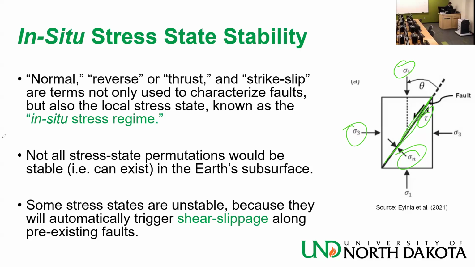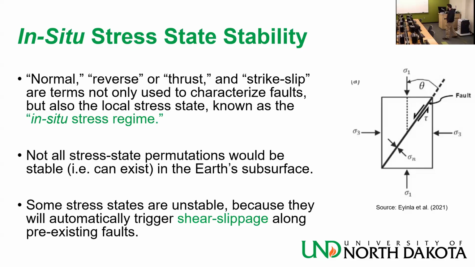What you apply is sigma 1 and sigma 3. And then you have the pre-existing fault, and you induce tau and you induce sigma n, and depending on those magnitudes, you see if you have slippage or not. That's the idea. Now, somebody may say, okay, what about these pre-existing faults?